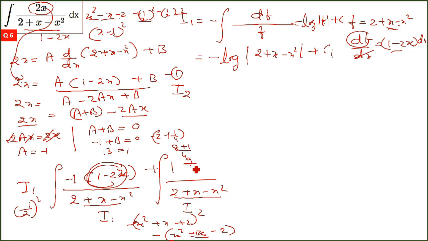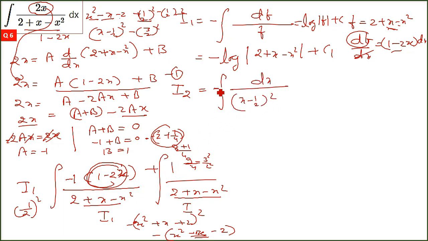9 by 4, now this is very good. 3 square by 2 square you can write. So the whole thing will be like this, 3 by 2 whole square. So this I2 will be the integration of dx divided by x minus half whole square. And there is a negative also, we have already taken a negative. X minus half whole square minus 3 by 2 whole square.